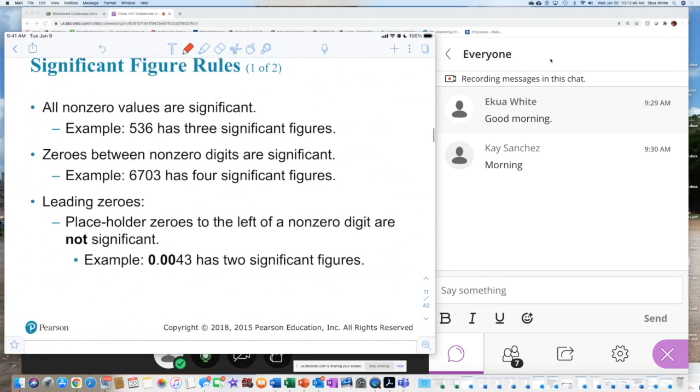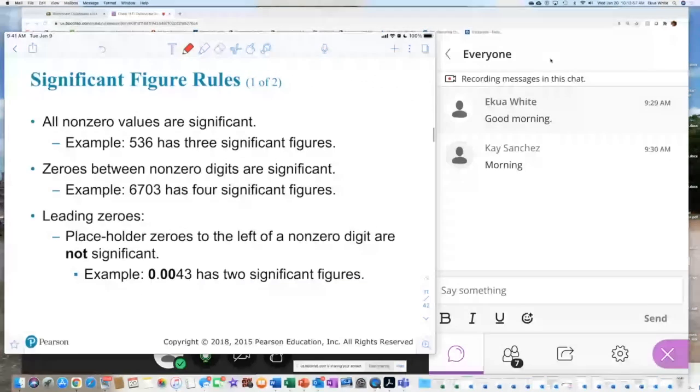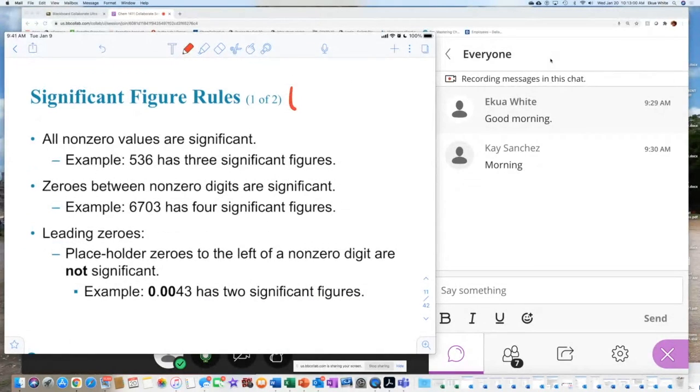Okay, here, significant figure rules. So you probably have done this before. If you haven't, we're learning how to count significant figures because we do have one role. And in chemistry, in this context, one objective. Our objective is consensus. Be on the same page.